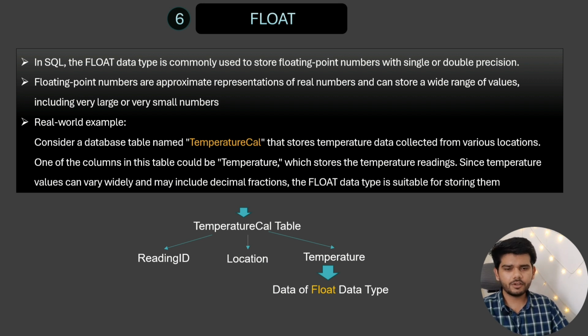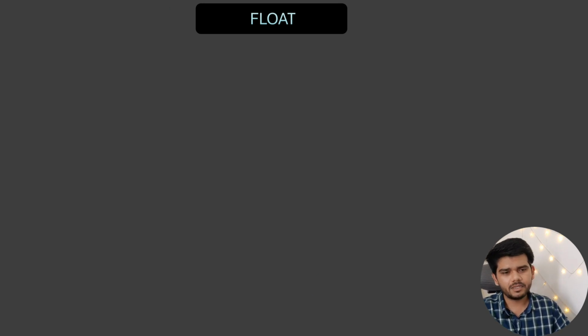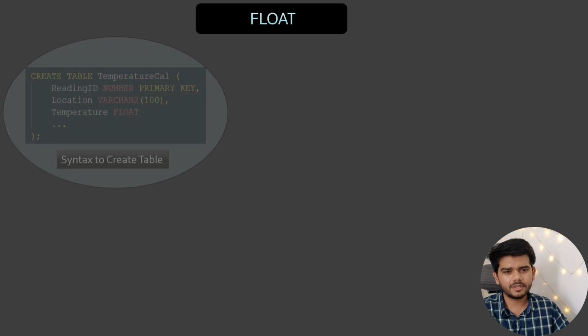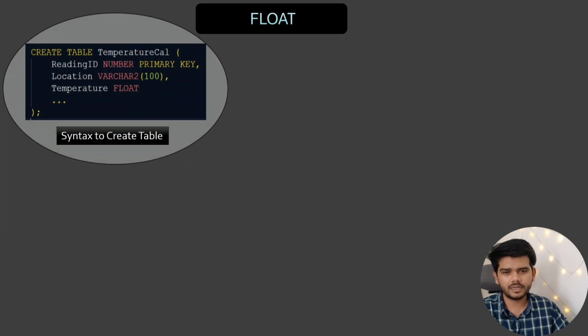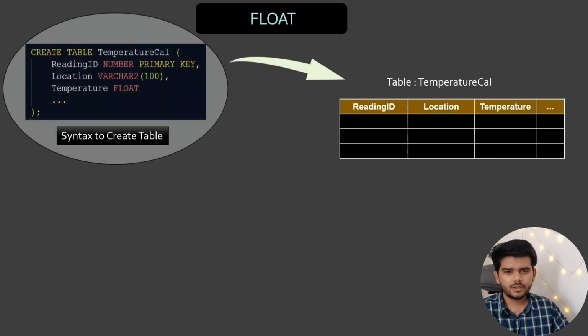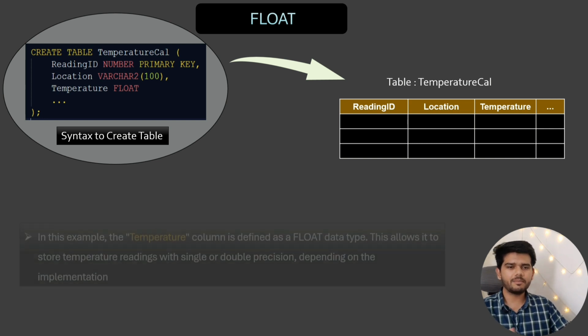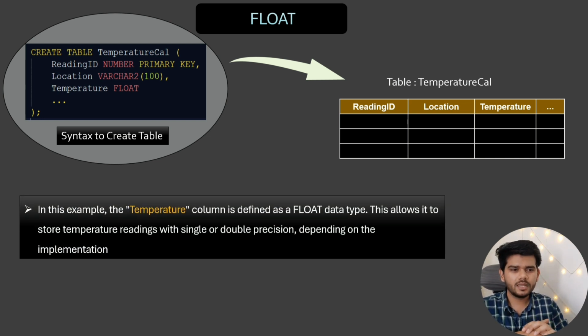Okay, so first we'll create the temperature table using this syntax, and after executing this, the table structure will be created like this. If you understand the syntax, the temperature column is defined as a float data type here. This allows it to store temperature readings with single or double precision, depending on the implementation. When inserting data into this table, the temperature values represent the temperature readings. So we'll see what type of data this temperature column contains.